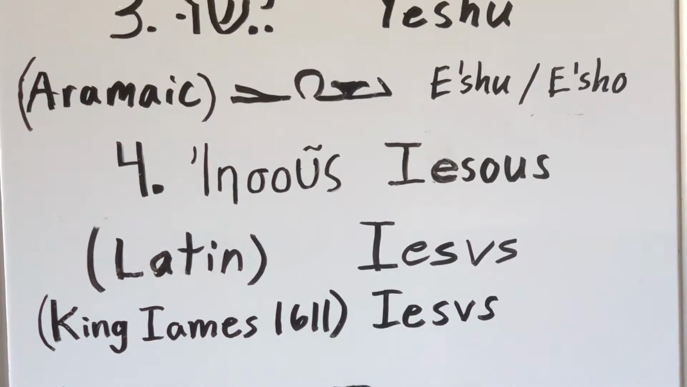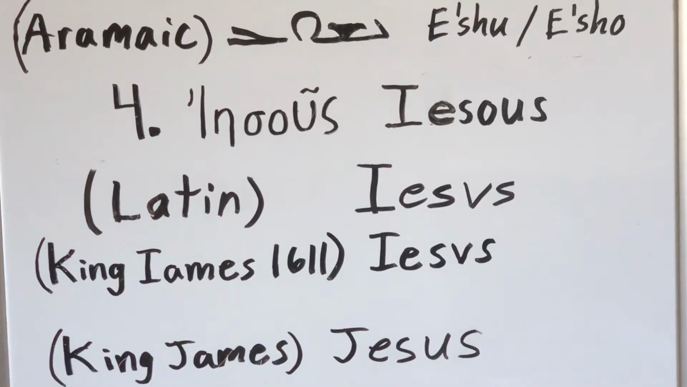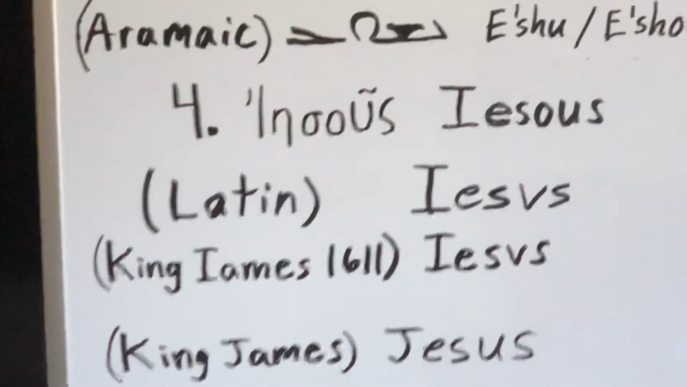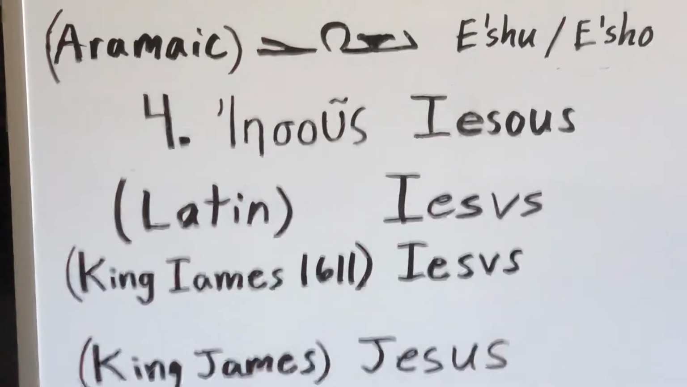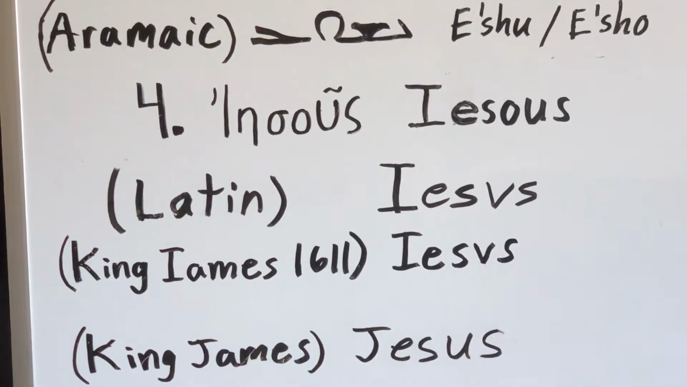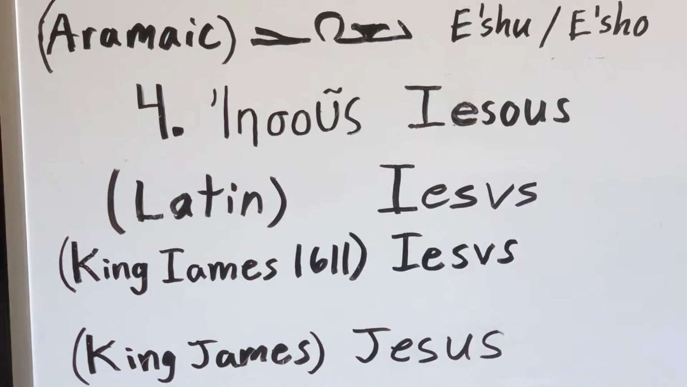So let's go ahead and move down to the later King James. And so the later King James has now incorporated the letter J. The J sound is not natural. It originally was a Y or I. And that's how we get Jesus.